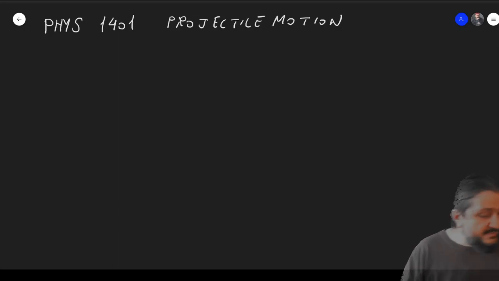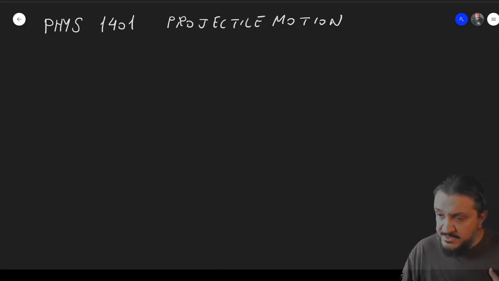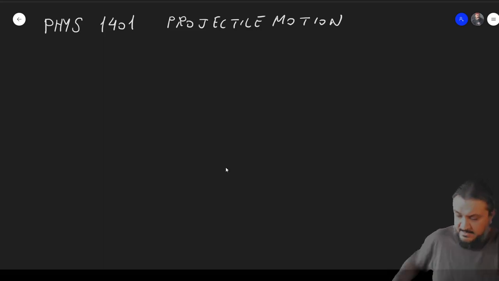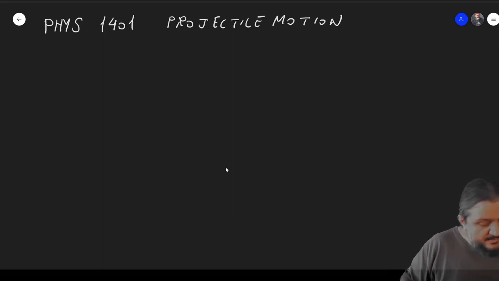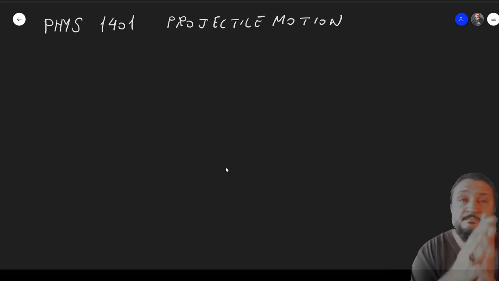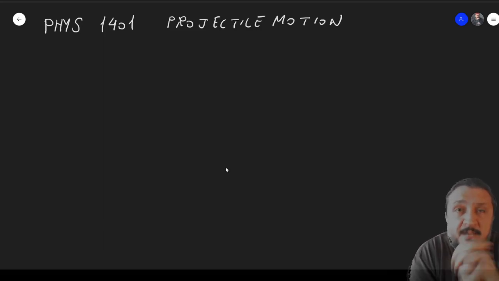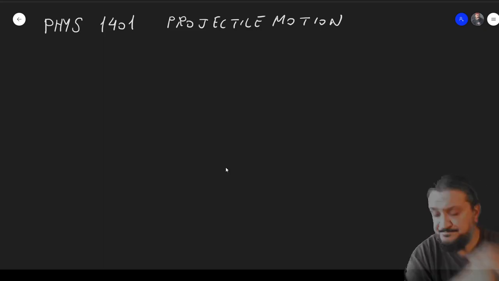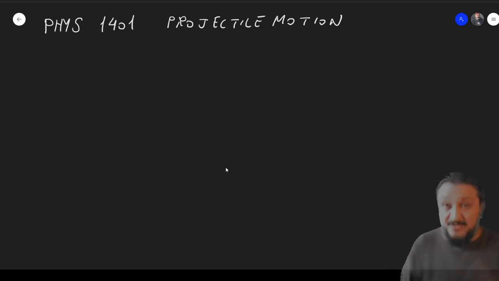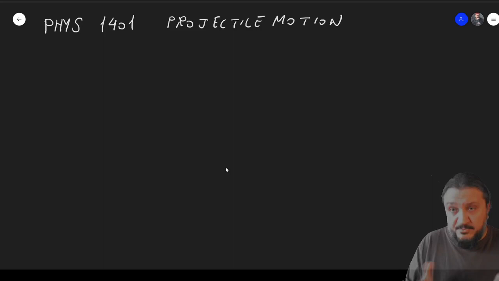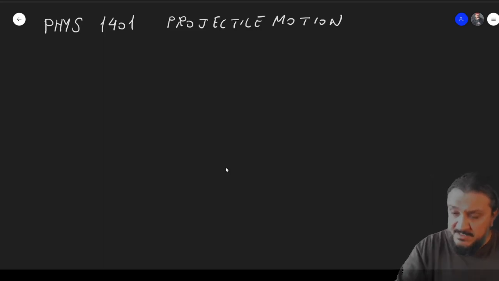I'm going to wrap up this chapter with projectile motion, and you already know what the constant acceleration kinematics is about. We're just going to do it in 2 dimensions. That's what projectile motion is all about.